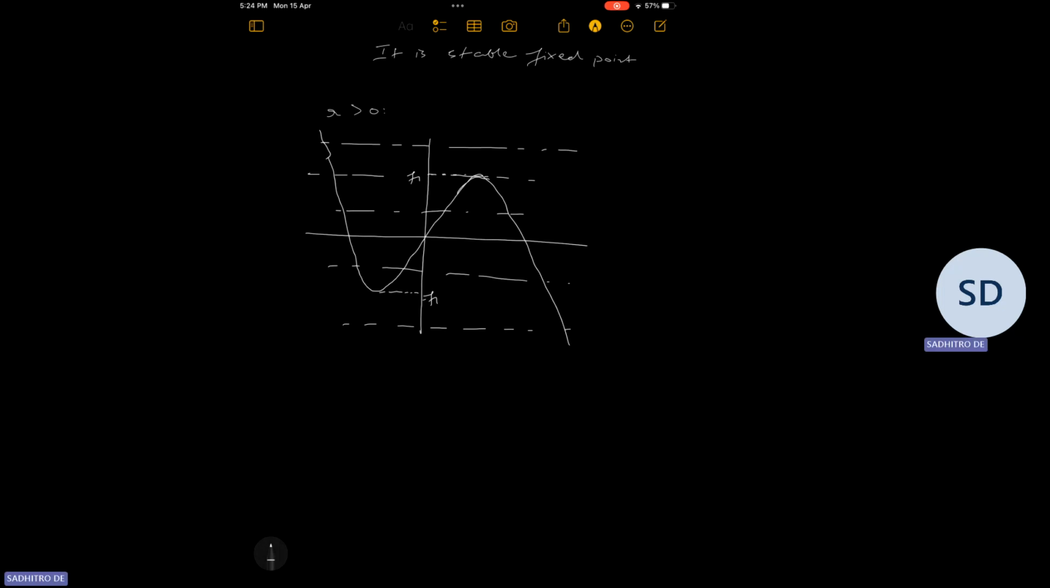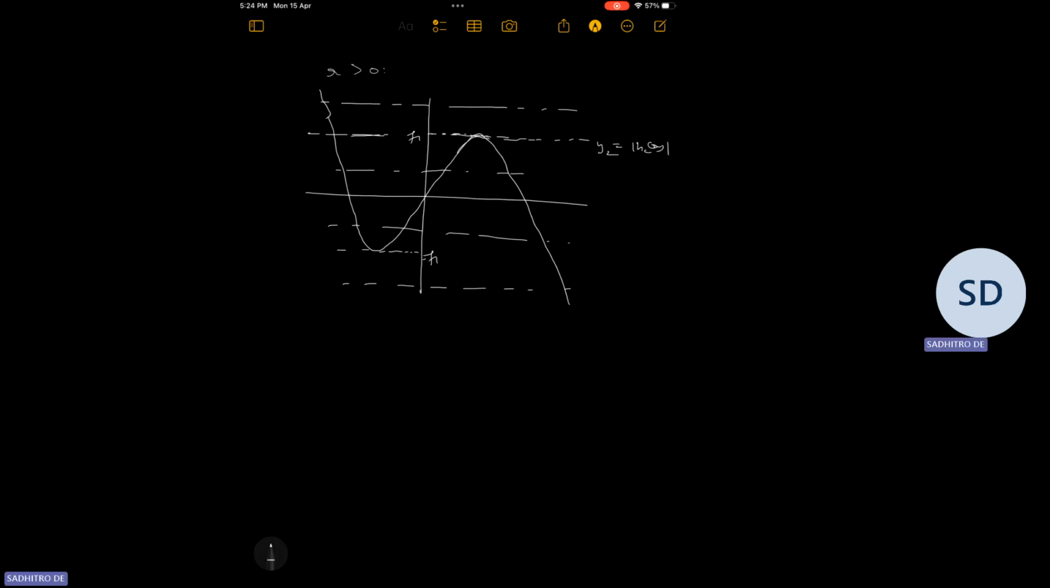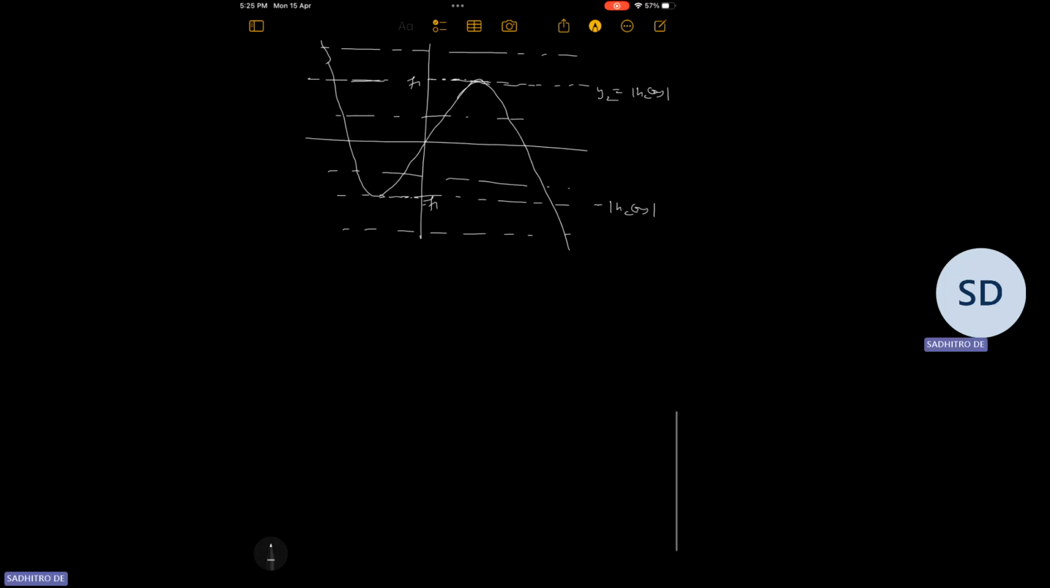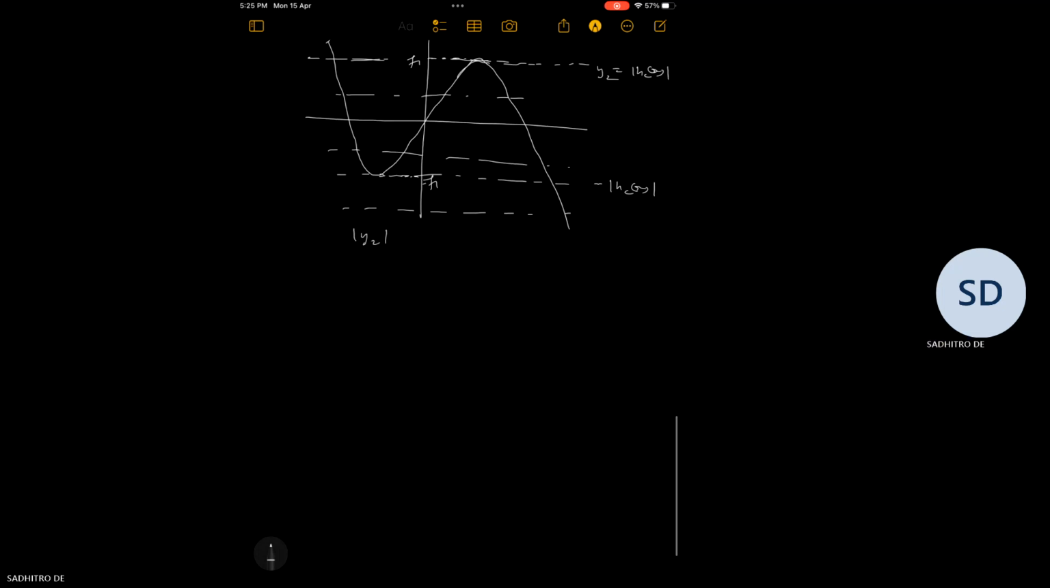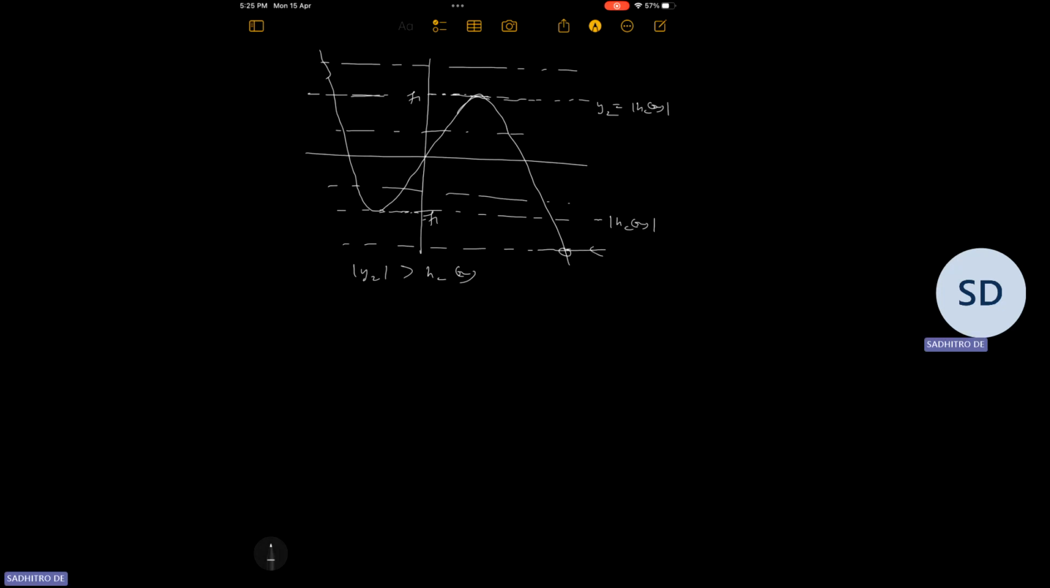So you see that if h is very small, then when the y2 equal to h curve is just about tangential with one of the extremes of the function, we call this value the critical value of h as a function of r. So here also, which we denoted as f1, this is basically the critical value of h, right? So when the magnitude of y2 is greater than the critical value of h, then you see that there is only one fixed point, which is over here.